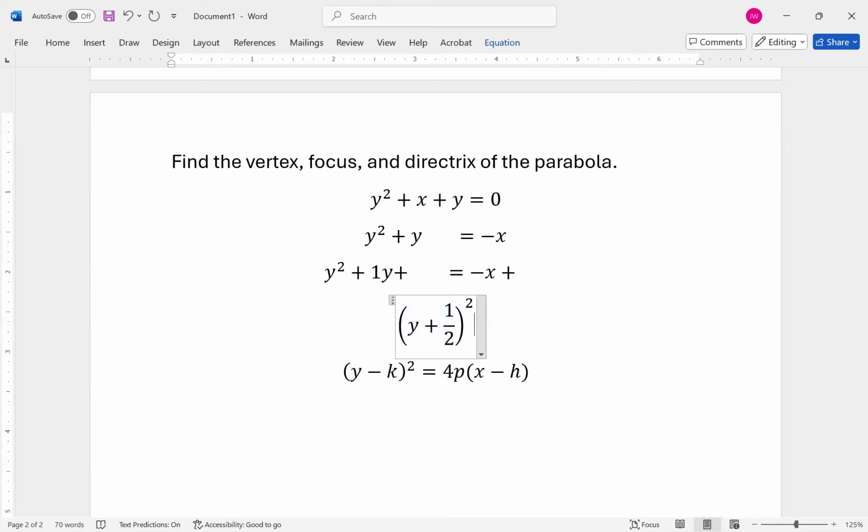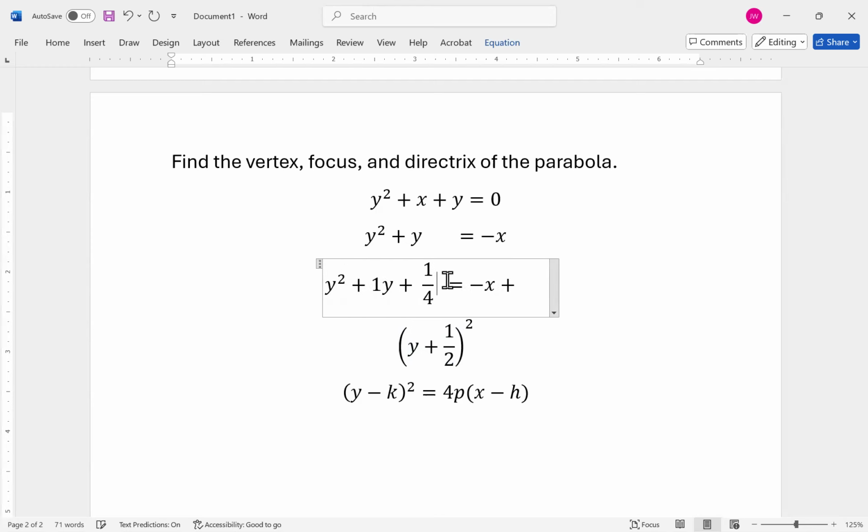And then I say, well, y plus 1/2 quantity squared would give me y squared plus 1y plus a fourth. So we add a fourth to both sides. The way I'm getting a fourth is I'm just squaring that 1/2. So I take this coefficient, divide by 2, put it here, square that number, and then put it there. If I added 1/4 to the left-hand side, I also need to add 1/4 to the right-hand side.